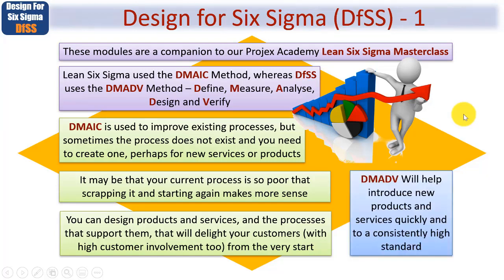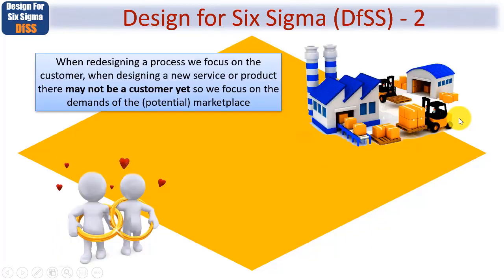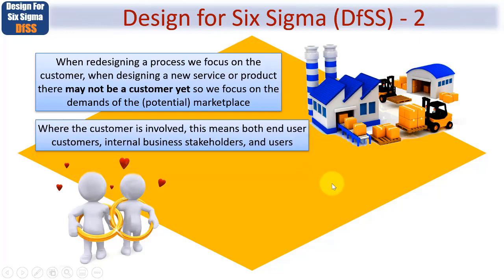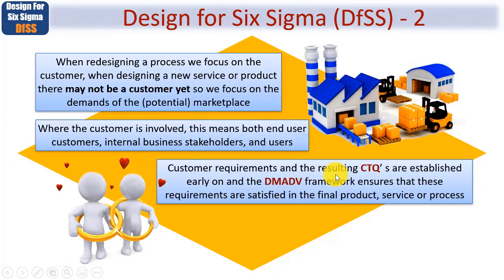So DMADV will help introduce new products and services quickly and to a consistently high standard. However, when designing a new product or service, there may not be a customer yet, so instead we focus on the demands of the potential marketplace. Where the customer is involved, this means both end user customers, internal business stakeholders, and the users themselves. So customer requirements and the resulting CTQs, that stands for critical to quality. Again, I go into this in great detail in our Lean Six Sigma Masterclass.